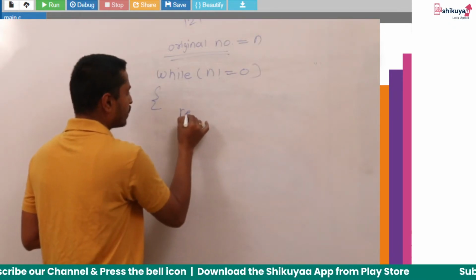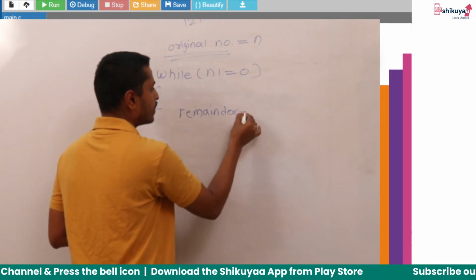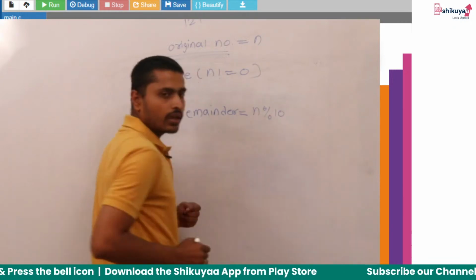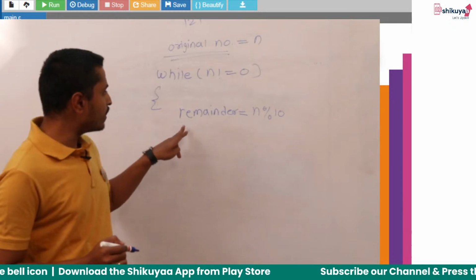Then we will consider one variable, remainder. Remainder is equal to n mod 10. N mod 10. So here we can get a remainder.